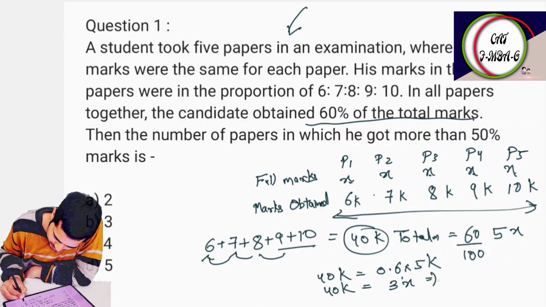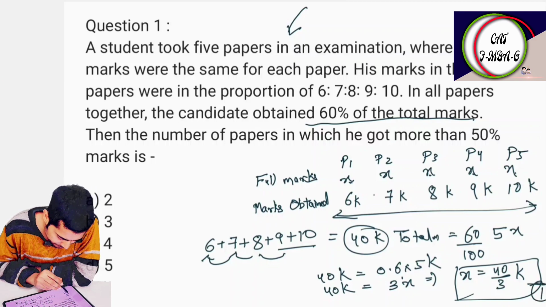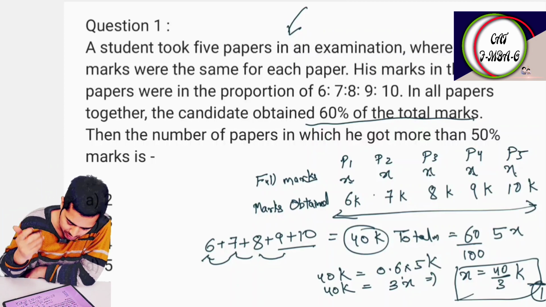That implies x is equal to 40 by 3k. This is your equation 1. Now what else is he saying? The minimum number of papers in which he got more than 50% of the marks. So first you have to find what the more than 50% of the marks is.